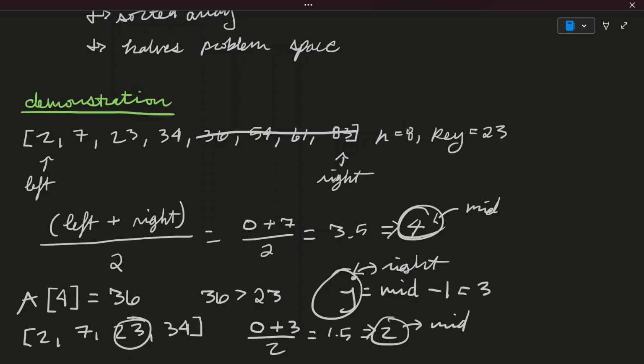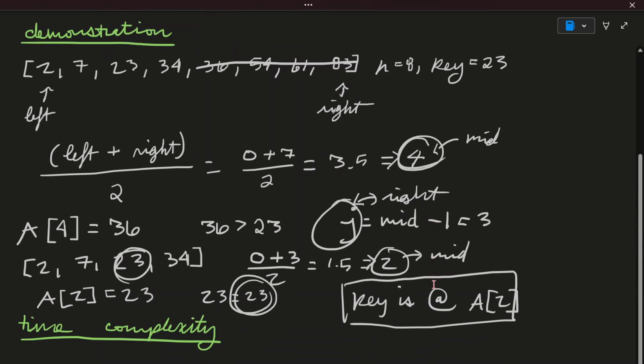So we take a look at the value at index 2, 23. Now we compare that to our key. Now I don't know if y'all know this, but 23 is equal to 23. So we have found the index at which our value is. So the key is at index 2. We found it. You know where it is. Now let me show you the code for this.